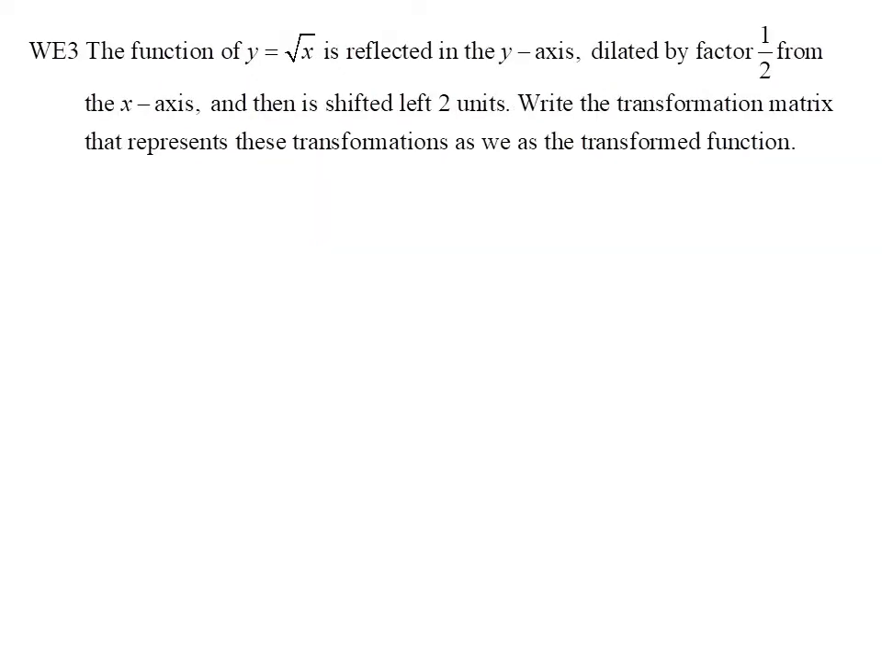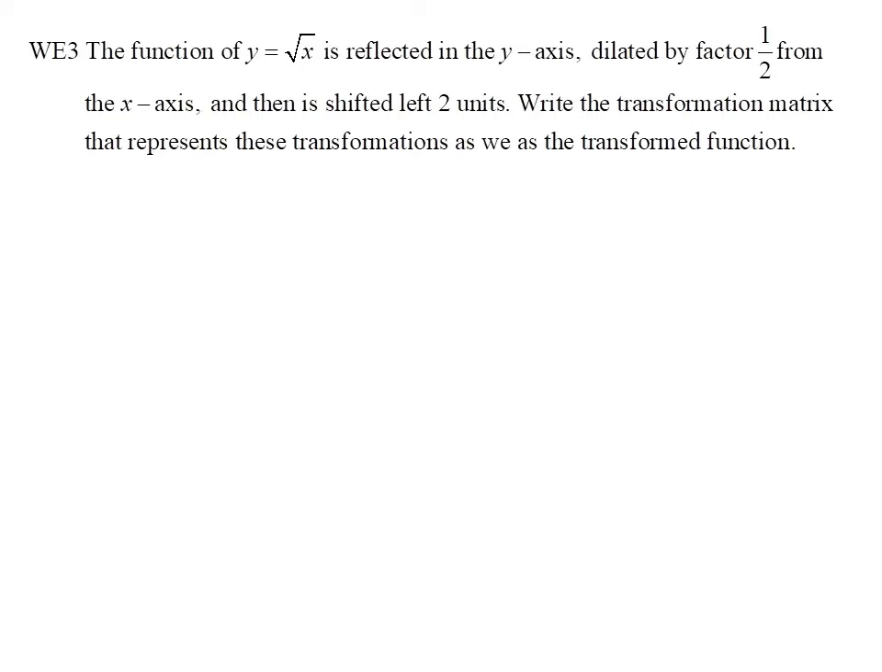The original function in example 3 is y equals square root x. The question is to write down the transformation matrix and thus find the transformed function, given that the function is reflected in the y-axis, dilated by factor half from the x-axis, and shifted 2 units towards left.